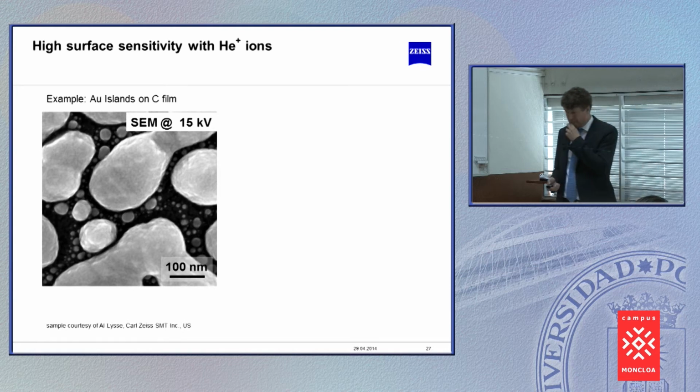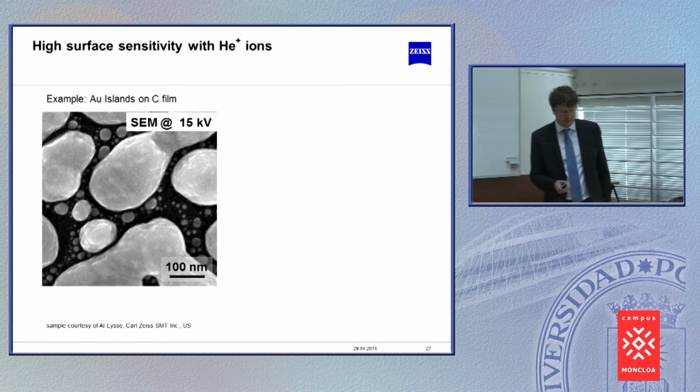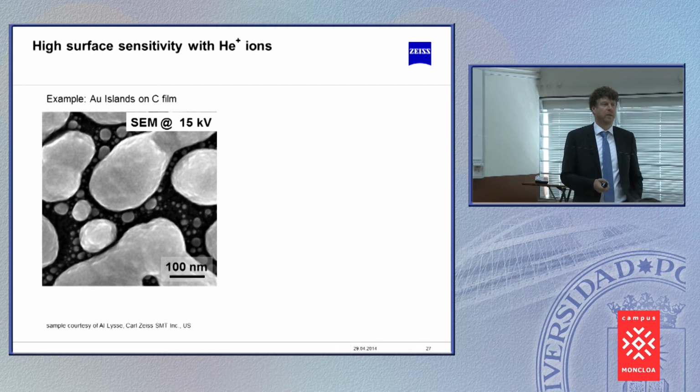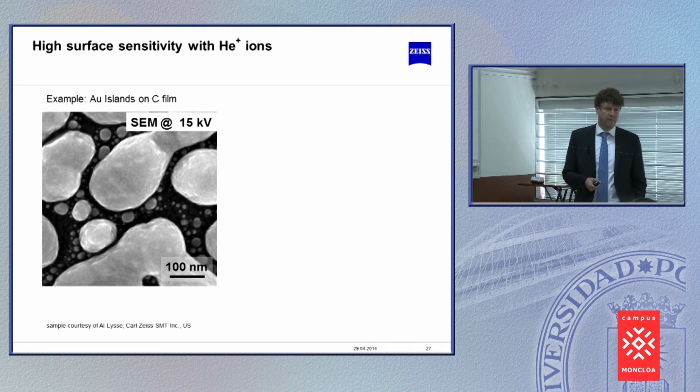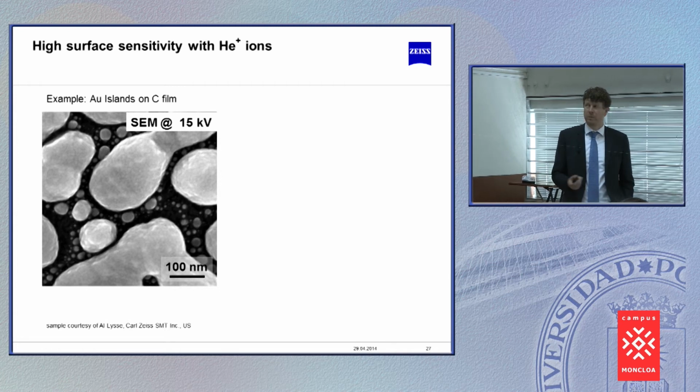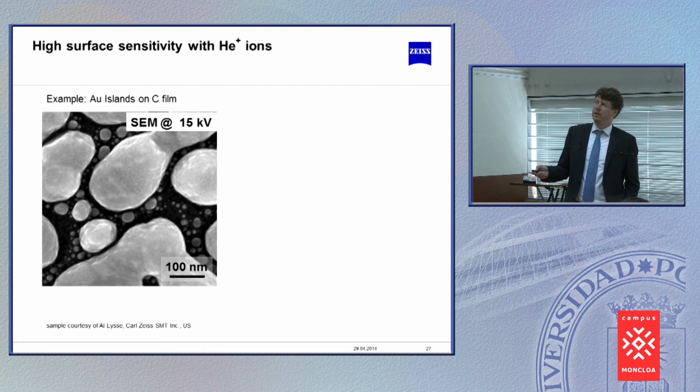When you buy an SEM, you always make some resolution tests inside the SEM. And therefore you use a sample which is gold on carbon film, because there you've got a lot of contrast between the gold particles here and the black carbon film. And then you see a sharp edge here, and then you can measure your contrast.